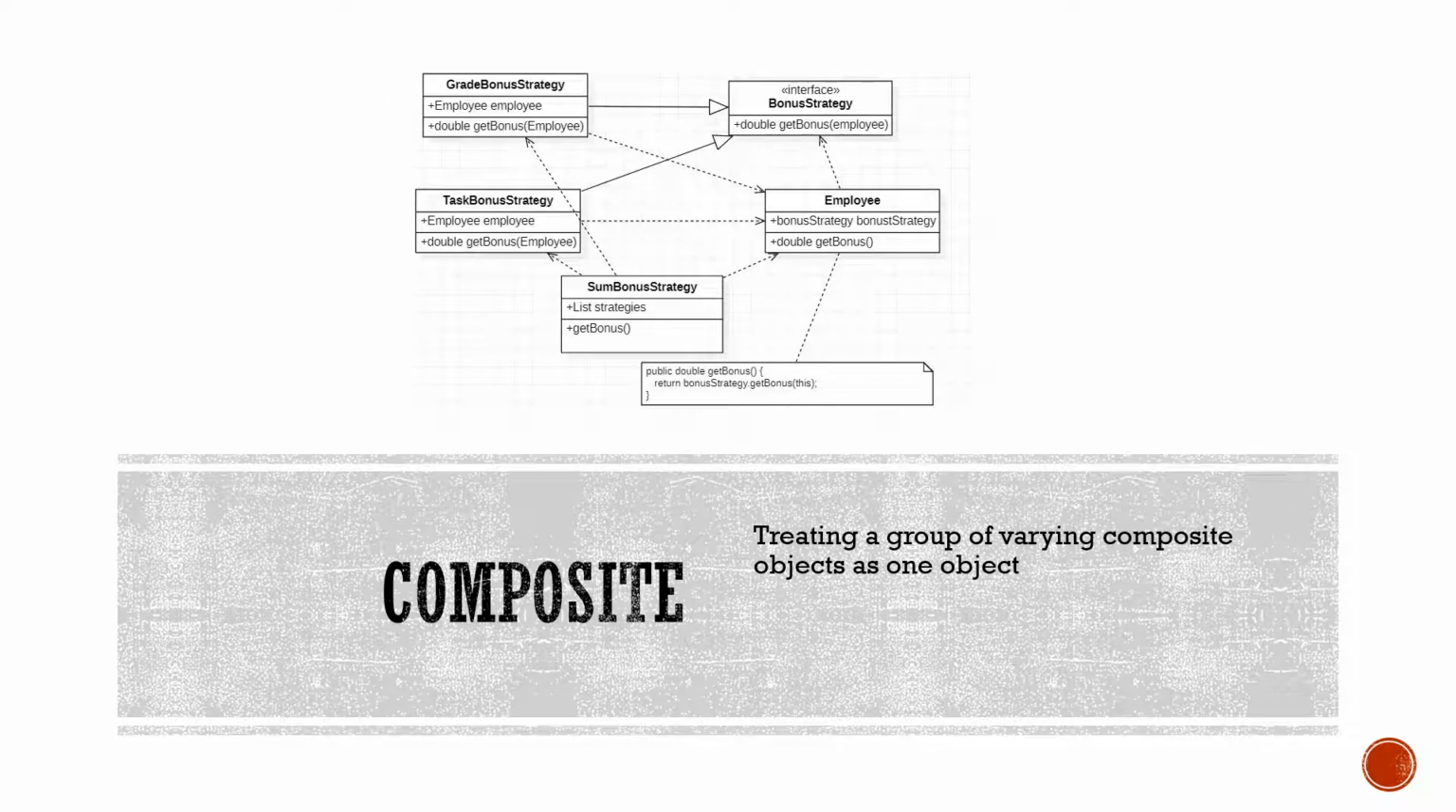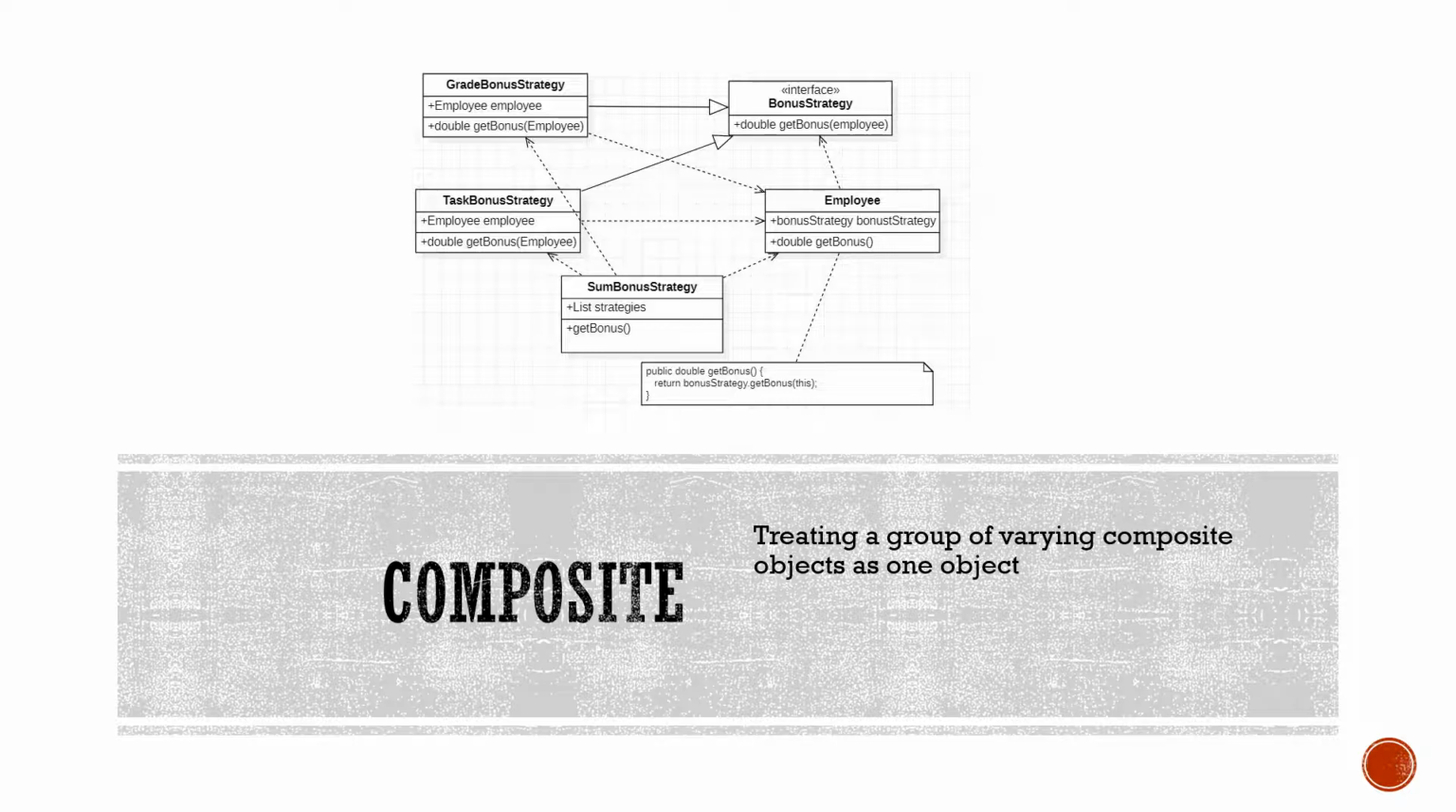The next pattern that we will discuss is called composite. It's a variation of the strategy pattern. So, as previously, the employee depends on the bonus strategy interface and the implementation is swappable. It can be changed easily at runtime. And now there is another implementation called sum bonus strategy, and it has dependencies on grade bonus strategy and task bonus strategy. And this class is responsible for summing other bonus strategies.